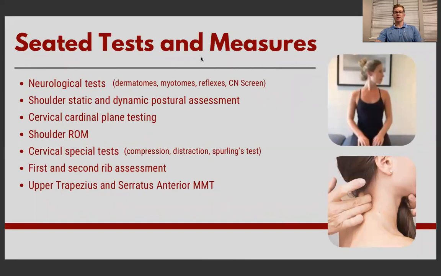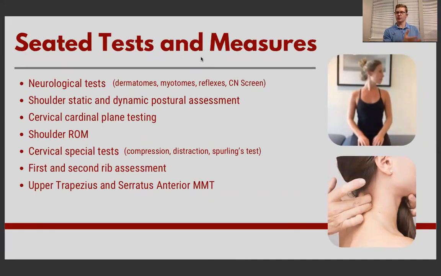So the seated tests and measures, I'm not going to go over how to perform all these on this one, but that is outlined in our other exam lecture. But really, this is just the quick and dry of what you need to know. So when they're in sitting, first of all, you've done your subjective history. So now we're getting into the actual examination portion. And most likely, these are the things that you're going to want to perform on almost everyone.